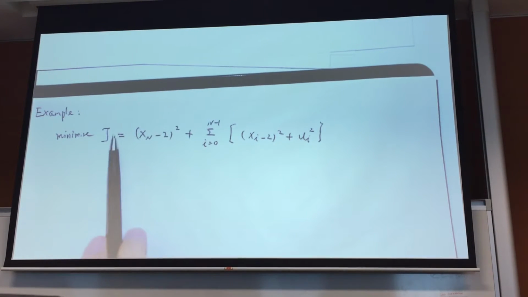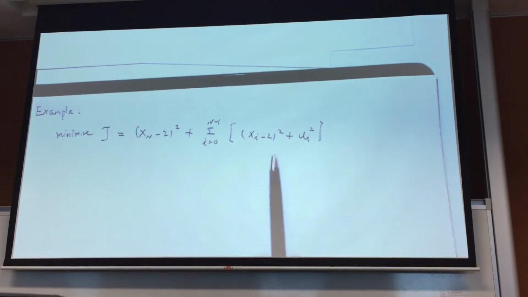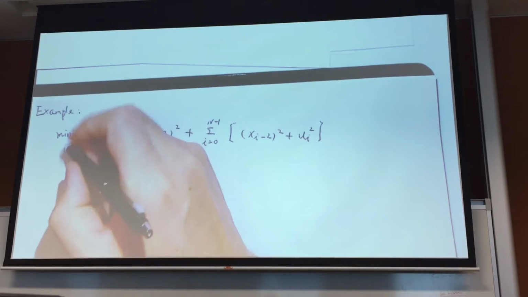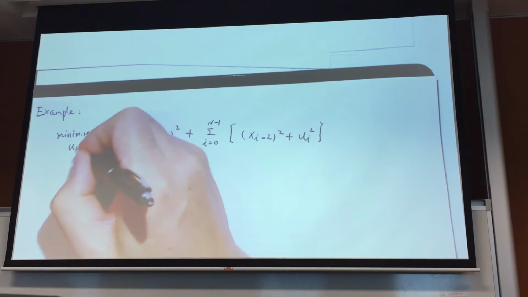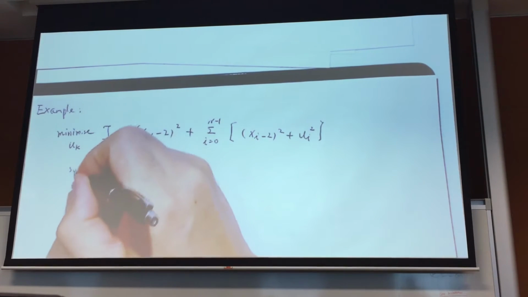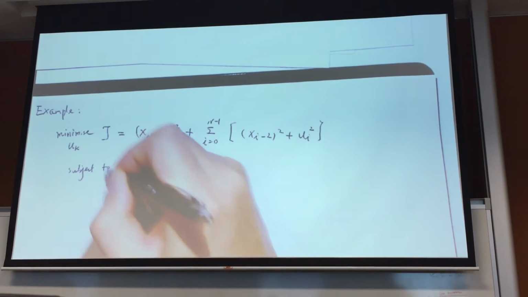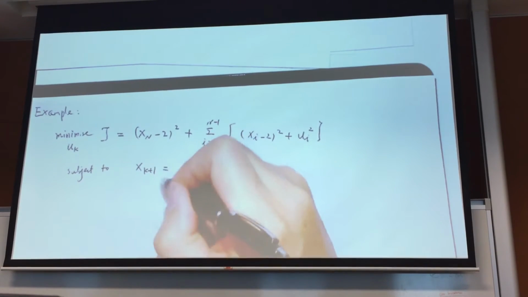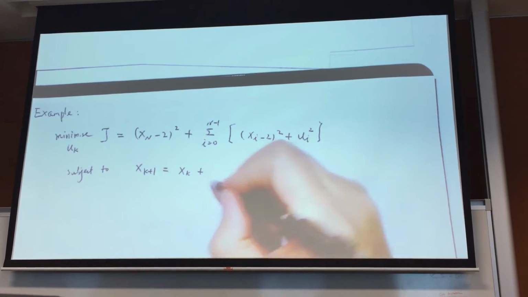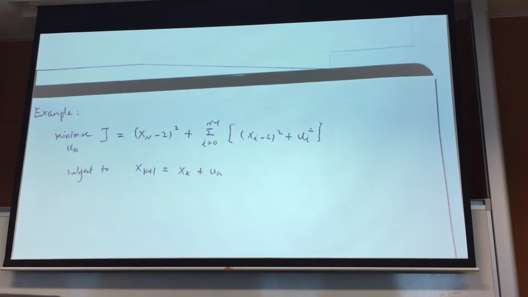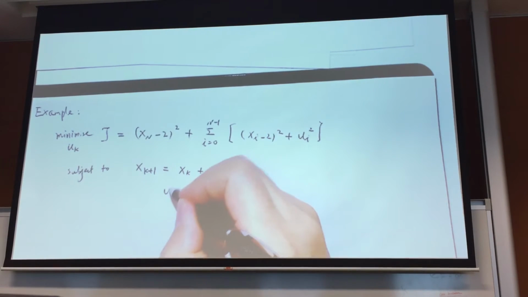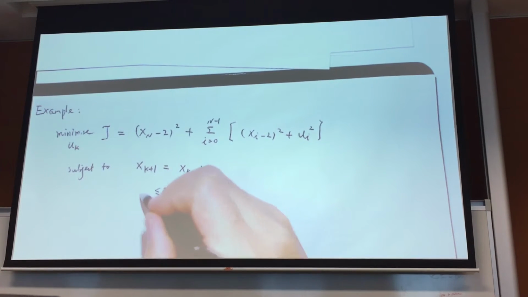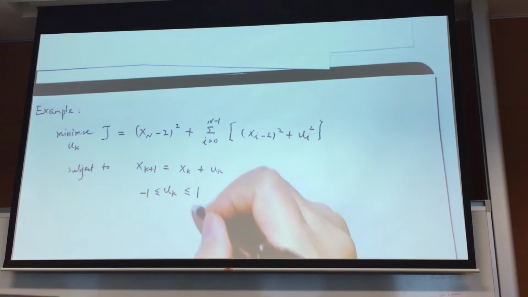So we want to minimize this function in terms of the control input uk. This is subject to the dynamics of the system, given by xk plus 1 equal to xk plus uk. And we also have an actuator constraint. So the uk should be between minus 1 and 1.